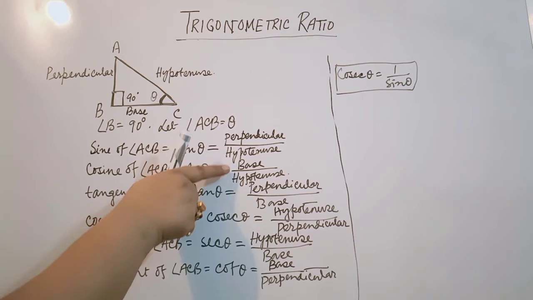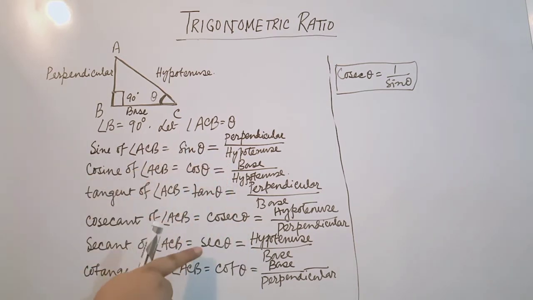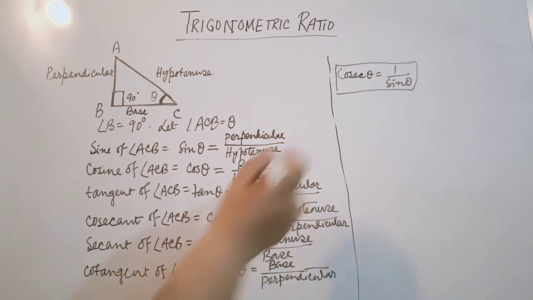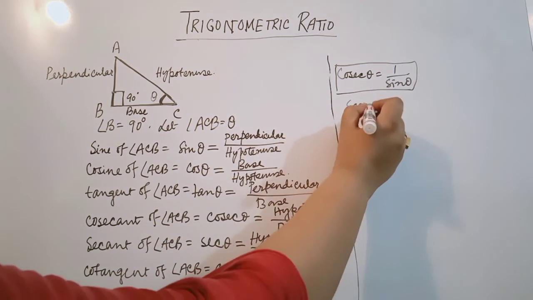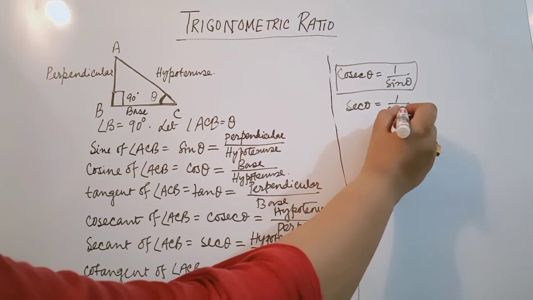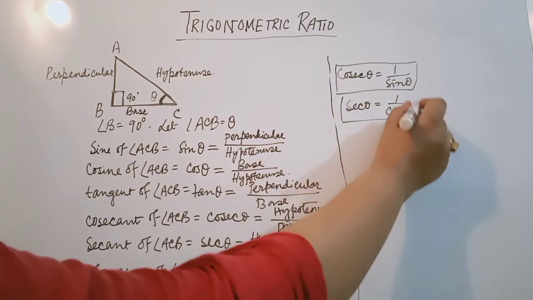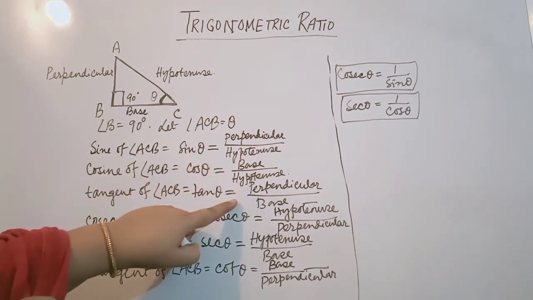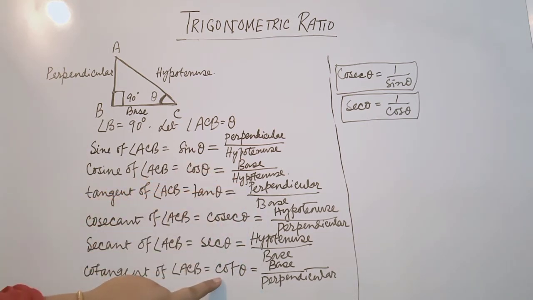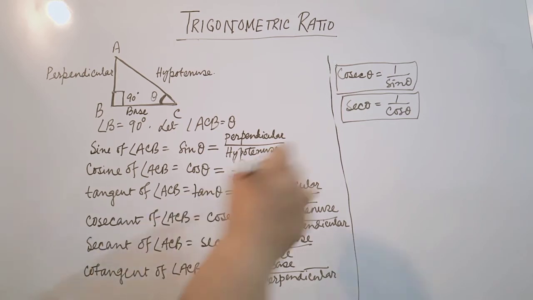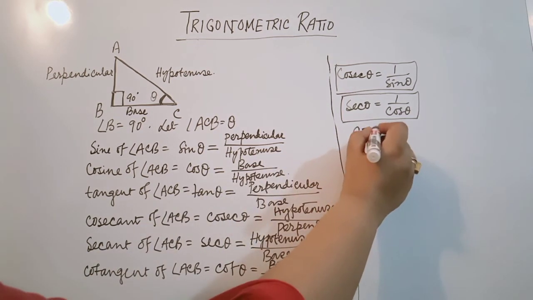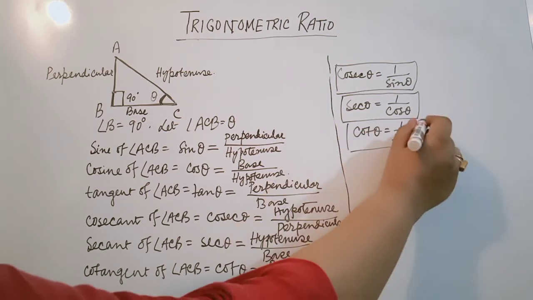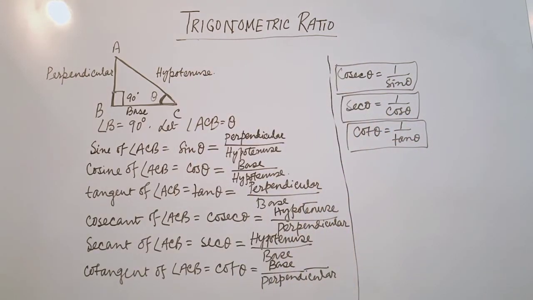Similarly, cos theta equals base by hypotenuse. And here we find sec theta equals hypotenuse by base. So again we get sec theta equals 1 by cos theta. Another very important relation. Here we get tan theta equals perpendicular by base, whereas cot theta equals base by perpendicular. So cot theta equals 1 by tan theta. These are very important relations in trigonometry.